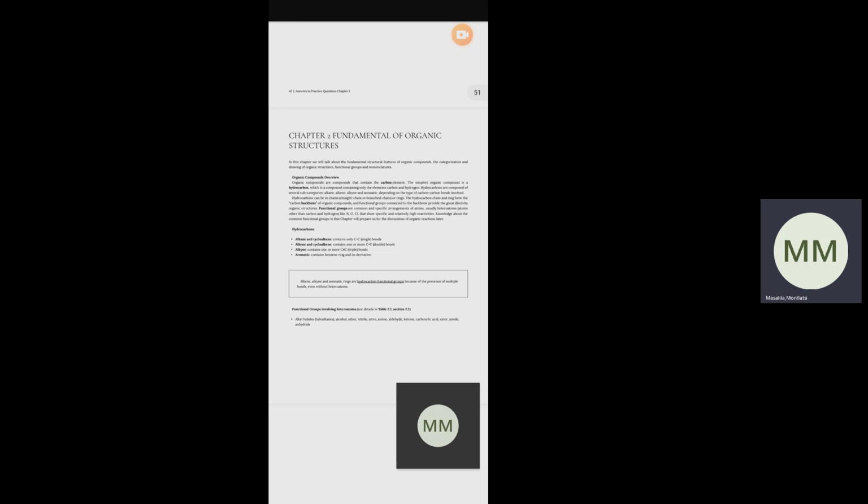Alkynes contain a triple bond. In case of multiple choice, let us just explain what aromatic compounds are. Aromatic compounds contain a benzene ring and its derivatives.